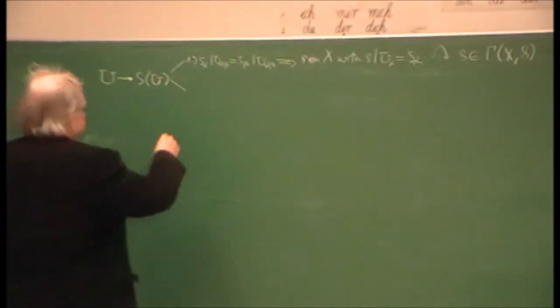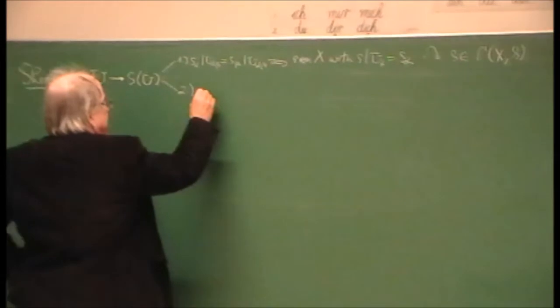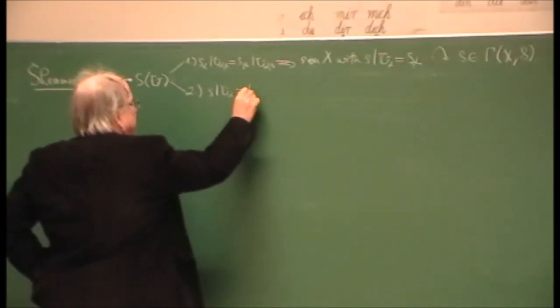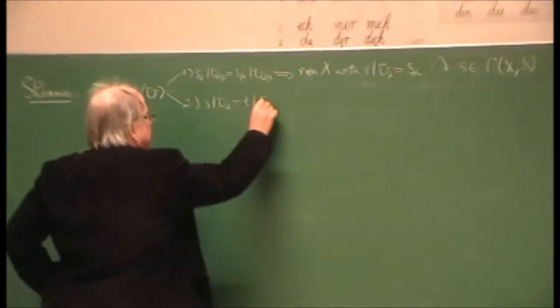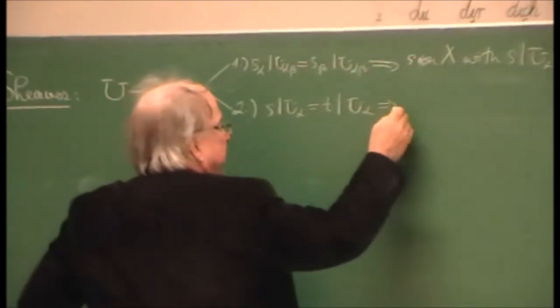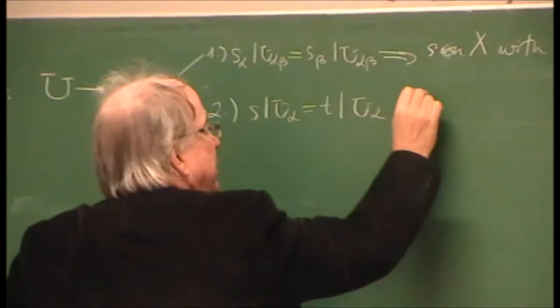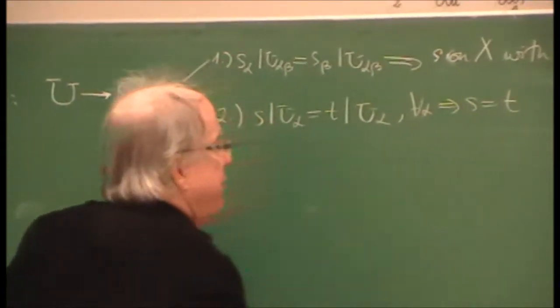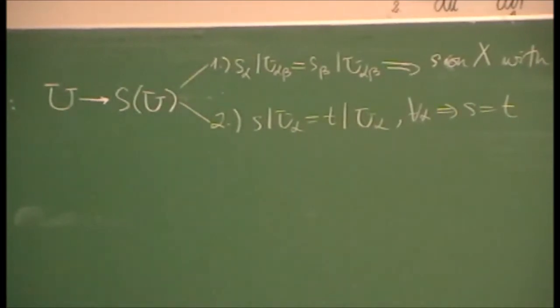And similarly then the identity principle, in some sense. So if the restriction of S to U alpha equals the restriction of T to U alpha for all alpha, of course, then S equals T. So piecing together and uniqueness. So that's a sheaf.